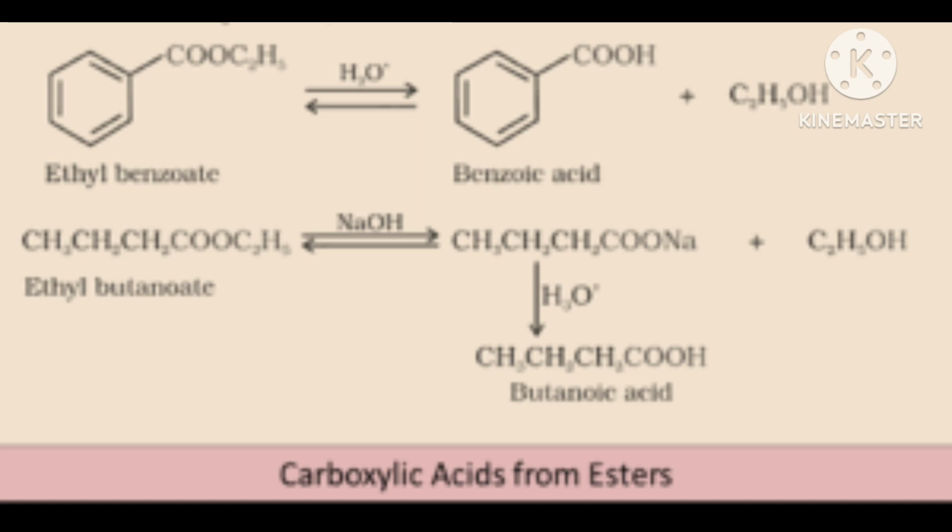1,4-dicarboxylic acid means two COOH groups you have to introduce. What does 4-methyl acetophenone mean? In benzene, one CH3 group is attached, and the other group, COCH3, is attached. Both groups you have to convert into carboxylic groups, so you have to do oxidation.